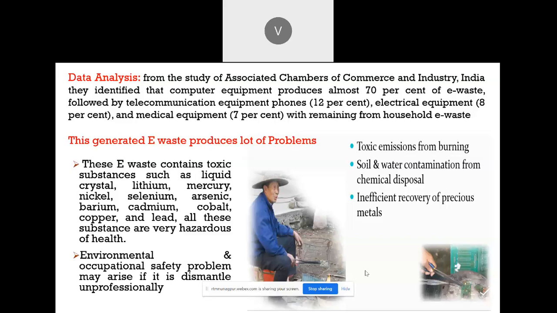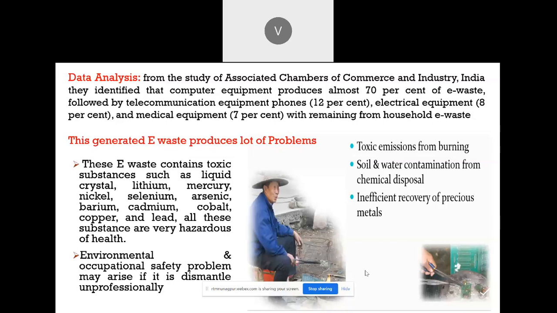Why? Because this e-waste contains toxic substances such as liquid crystal, lithium, mercury, nickel, cerium, arsenic, barium, cadmium, cobalt, lead, copper, and all these elements are hazardous to human health. Second, environmental and occupational safety problems may arise if it is dismantled unprofessionally.